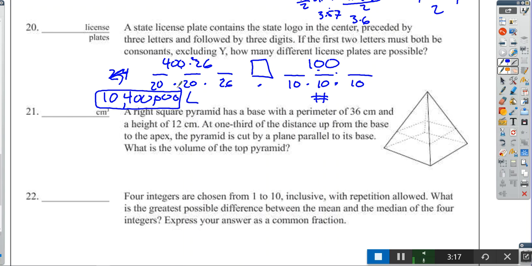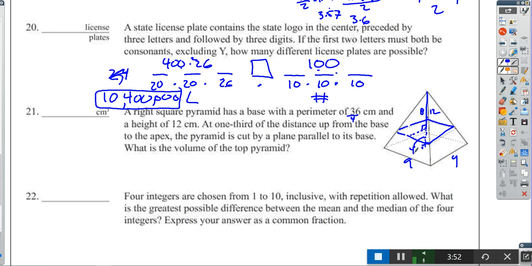All right, a right square pyramid has a base perimeter of 36. So 36 divided by 4, because there are 4 sides. So we know that each one of these is 9. And a height of 12, so the height is 12. At 1/3, this thing happens. So that means it's at 1/3. That means this has to be 8. The lower has to be 4. Okay.